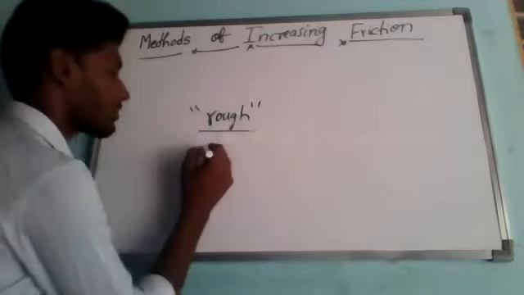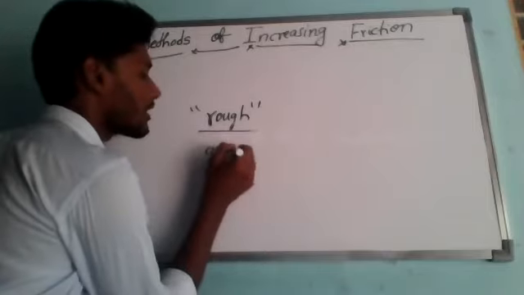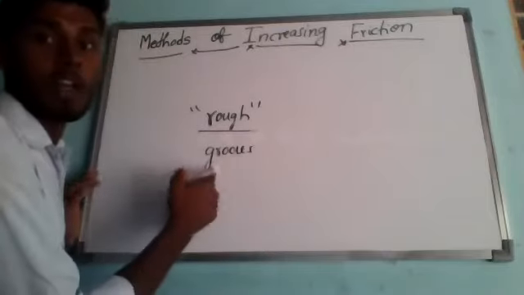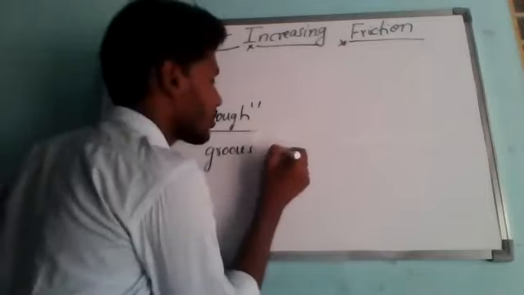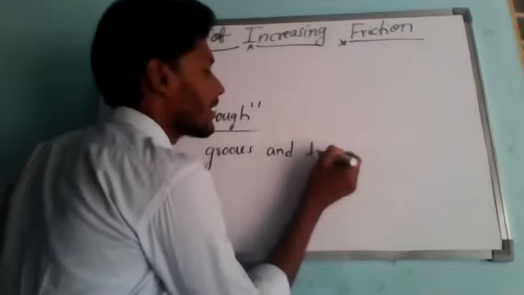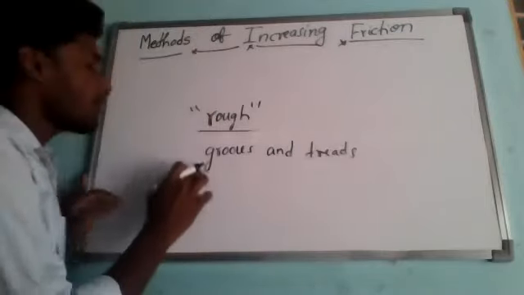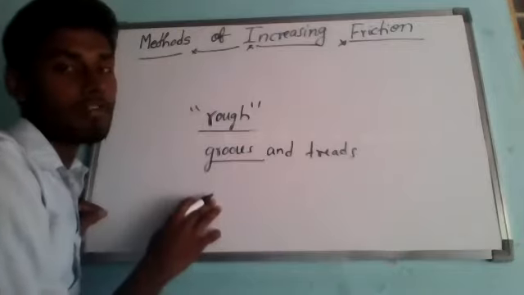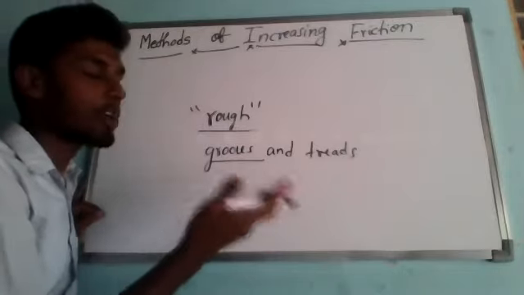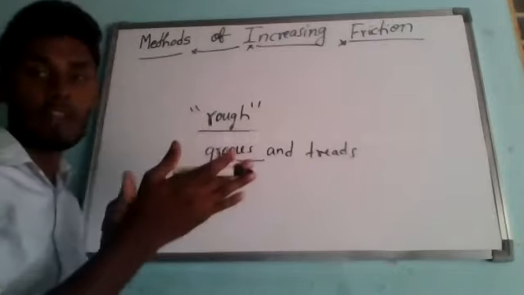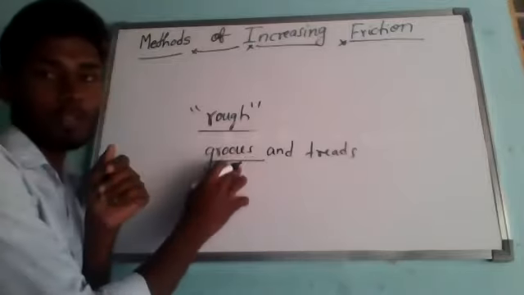Before we discuss the methods of increasing friction, we should know the meaning of terms called grooves. We have already studied what grooves and hills are, is it correct or not? Grooves, and we also need to know the meaning of treads. Where are grooves present? Basically in shoes. At the bottom of the shoe, we can see that it is very rough. That is called grooves.